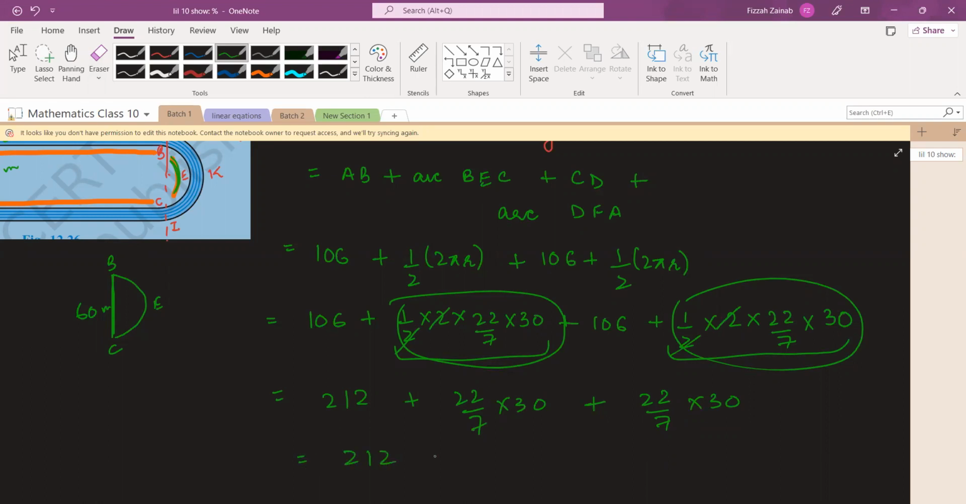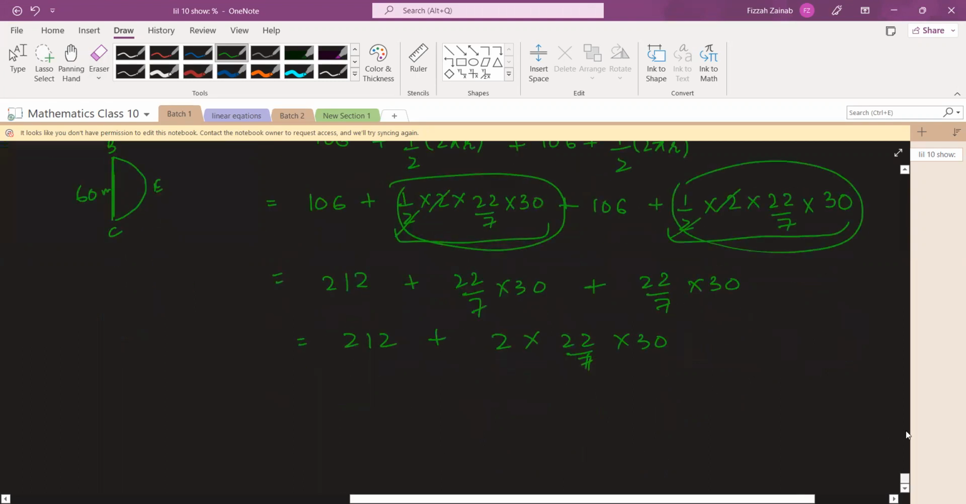So 212 plus. Now 2 times you are adding the same number. So can I just simply multiply this by 2? Isn't it, Martin? Yes. For example, I was adding 106 plus 106. This is the same thing as 2 into 106, isn't it? Yes.